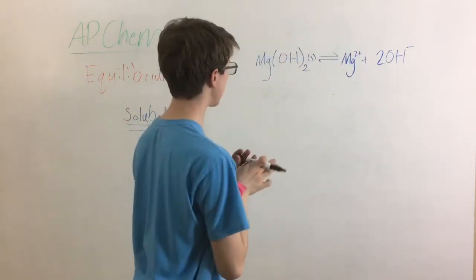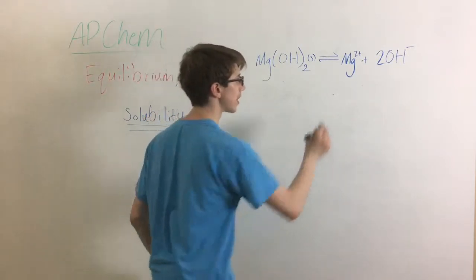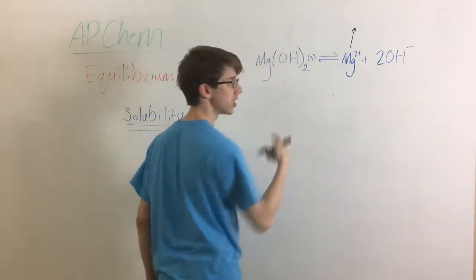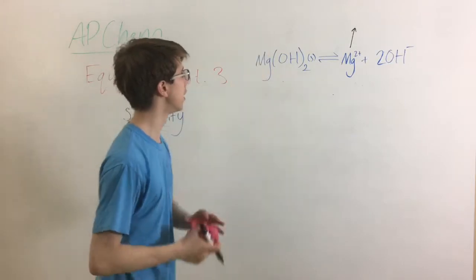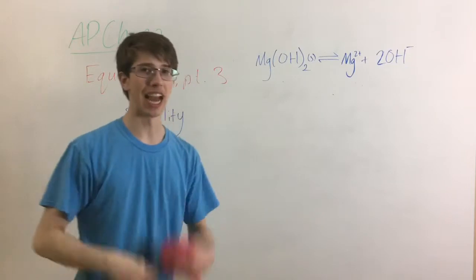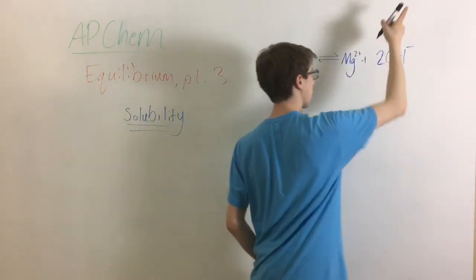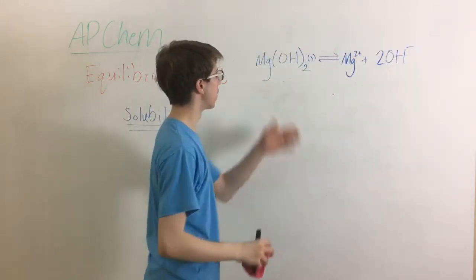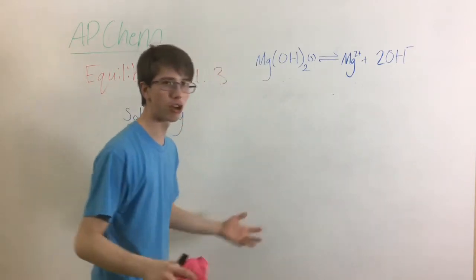Now, if we were to add magnesium nitrate to the solution, the concentration of magnesium would increase, and so the reaction would shift in the opposite direction due to Le Chatelier's principle, and so we would actually form more of the solute, which would mean that the solubility decreases. So if you increase the concentration of the products by any means, you're going to shift the reaction in the direction of the reactants, which would mean that you are actually decreasing the solubility.